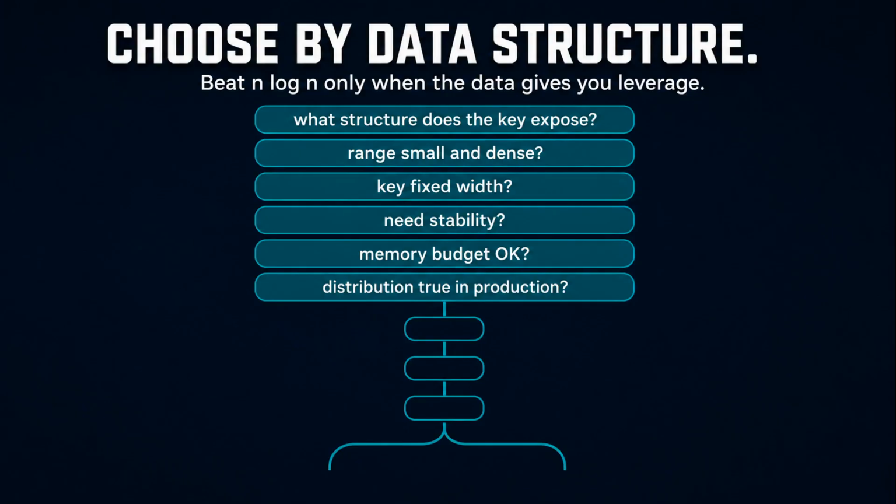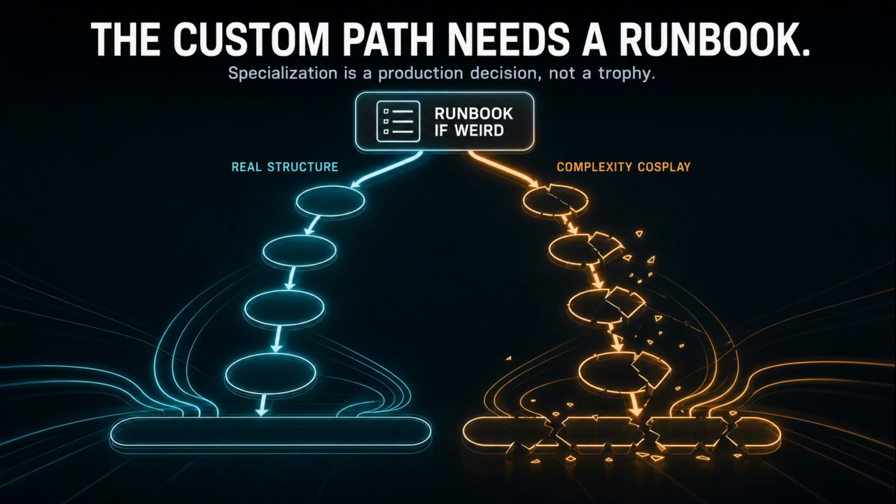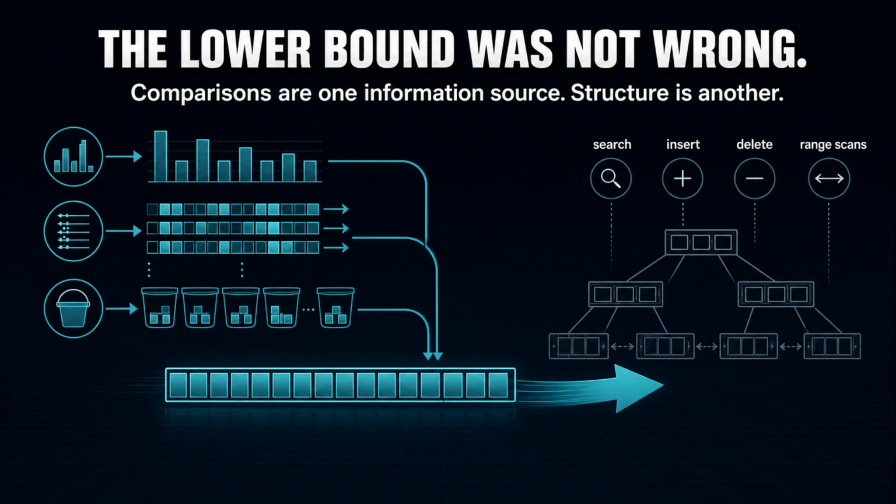My first thought is built-in sort too. The checklist keeps that reflex honest. A clever non-comparison sort either uses real data structure or it is complexity cosplay. Right. That last question is the one that saves you in real systems. The question is not, can I beat n log n? The question is, did the data give me something more useful than comparisons? And do we have a runbook if the custom path gets weird? That is the decision boundary.